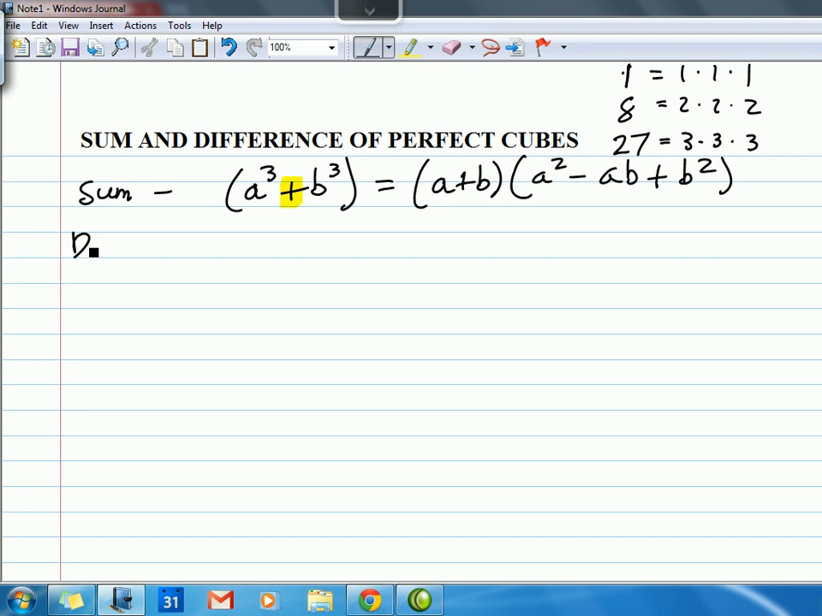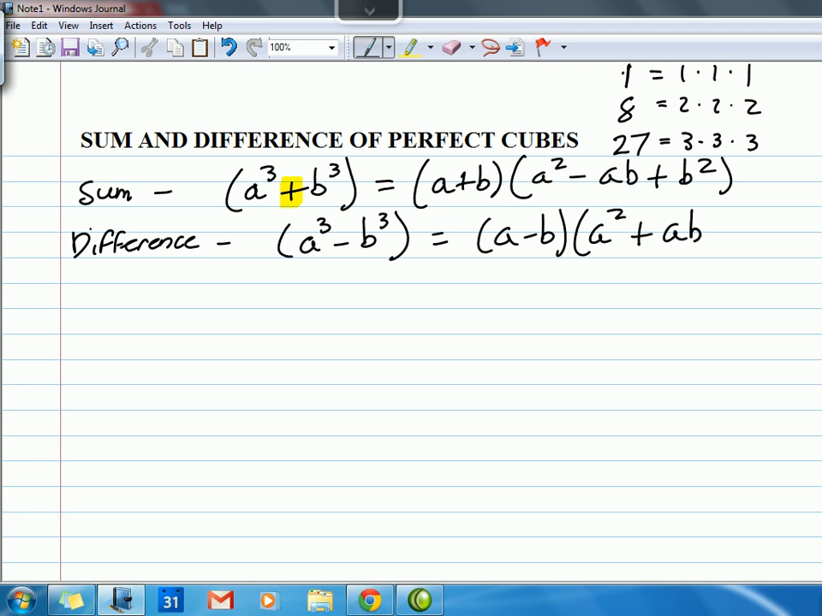And for the difference, so we're talking about the difference of perfect cubes. That's a cubed minus b cubed. And that's going to equal a minus b times a squared plus ab plus b squared. So for the most part, all you're doing is substituting. Just substitute. Oh, this is not writing anymore. Sorry about that. I had to get my pen working again. So really just substitute and you will be fine.